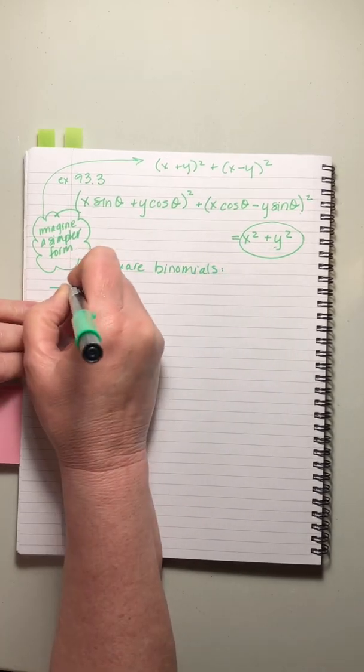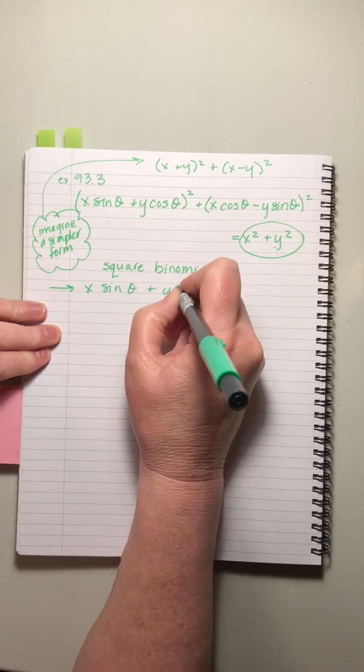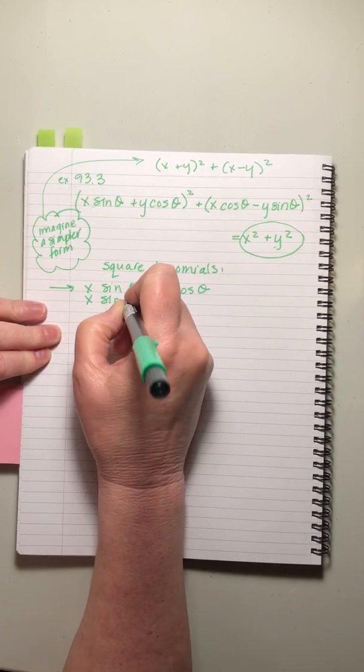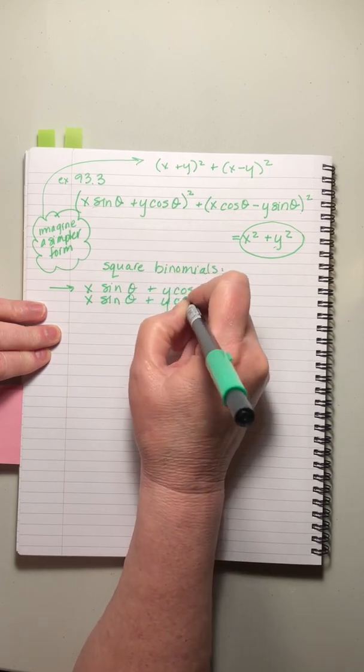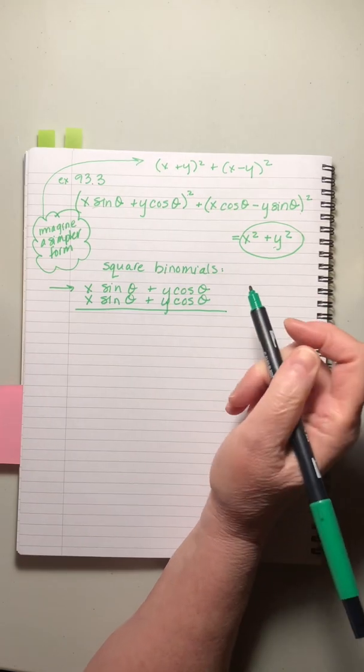Here's the first one. It's x sine of theta plus y cosine of theta times itself. Right now you're just thinking, what in the world? But it's not that bad, okay?